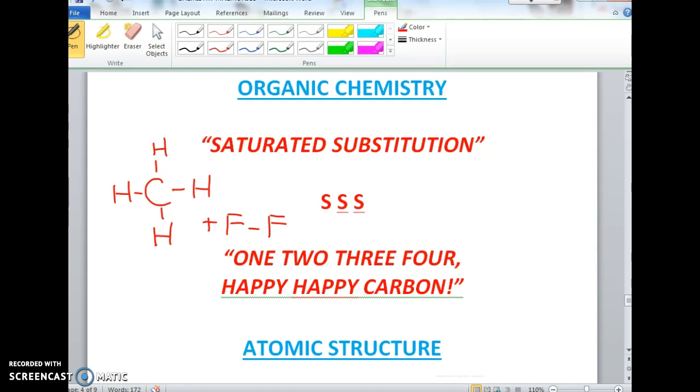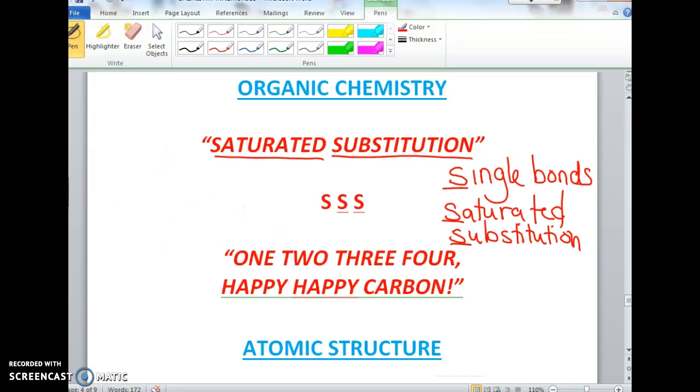Organic chemistry, well, I have the statement, saturated substitution. Saturated substitution. It's very rhythmic. It's going to remind you that substitution only can happen if you have a saturated hydrocarbon. Of course, what happens in substitution? These are all single bonds. The fluorine is going to come over and substitute itself in for hydrogen. Voila! I guess we could also call it swapstitution. Or not.